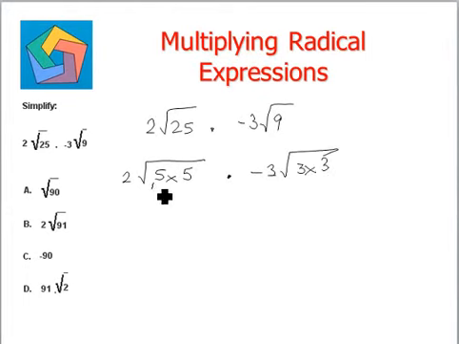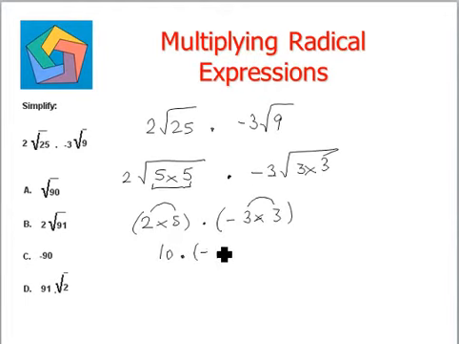These two 5's combine together to come out as a single 5. So 2 times 5 times negative 3 times 3. So 2 times 5 is 10. 10 times negative 3 times 3, which is negative 9. 10 times negative 9 is negative 90. This is the final answer and can be seen in option C.